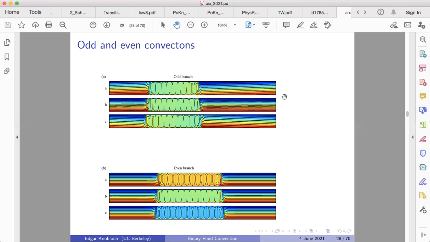Okay, so I misunderstood. You don't get a superposition of both. You get either one. That's right. These are fully nonlinear states. Yeah, there's no superposition. You either get one or you get the other. Okay, thank you very much.